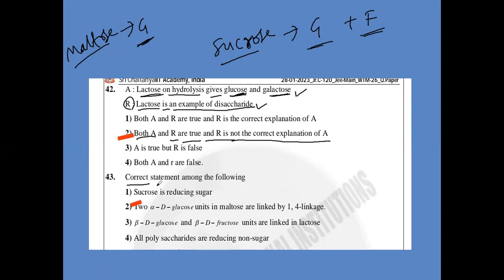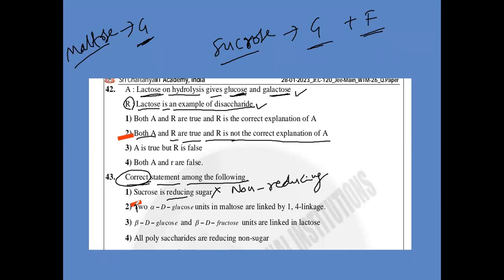Next, the correct statement among the following. So we have to find the correct one here. First one is given: sucrose is reducing sugar. Wrong. Why? It is non-reducing sugar. They give reducing sugar, so it is wrong.